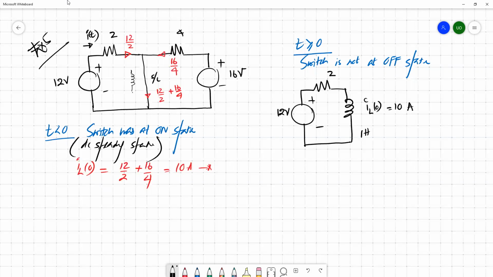Now for the t greater than or equal to 0 case, we have a circuit containing a 12 volt DC source, a 2 ohm resistance, and a 1 Henry inductor having an initial condition of 10 ampere. So how do we solve it? For this case, we can easily apply Kirchhoff voltage law. You can mark the currents and voltages, for example this is your current.